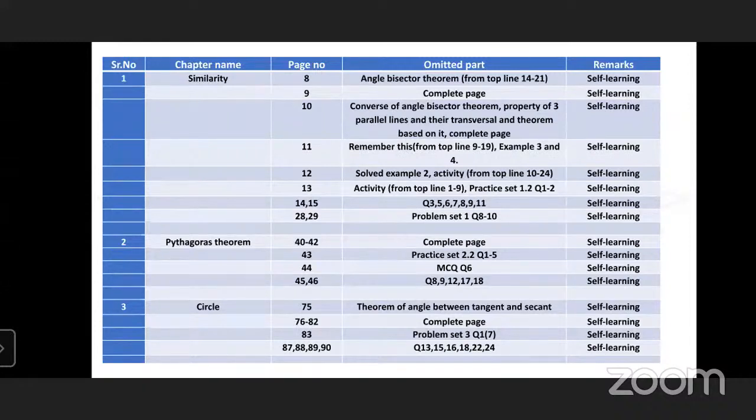The third chapter is Circle. From Circle, 1 theorem is omitted, that is the angle between tangent and secant. These pages, page number 76 to 82, are completely omitted. From problem set 3, question number 1, MCQ 7 is omitted, and again 13, 15, 16, 18, 20 to 24 questions are omitted.